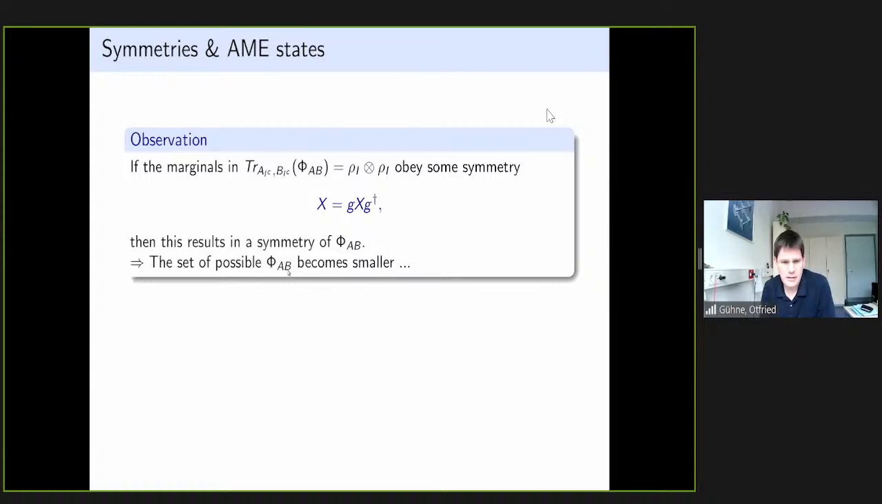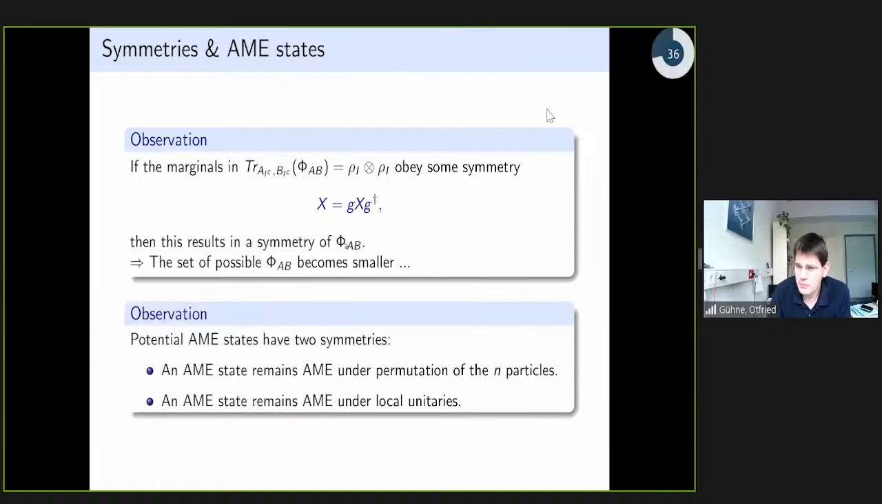For instance, we can easily prove that if these marginals obey some symmetry, then the state also has to have some symmetries. If you apply this to the AME problem, you can say, first, the AME states have the property that if you permute them, they still stay AME states. And they also stay absolutely maximally entangled if you apply local unitaries. These are quite trivial things, but these two things give you some constraints on the states that you have to look at. And in the end, it turns out that there's only one state left.